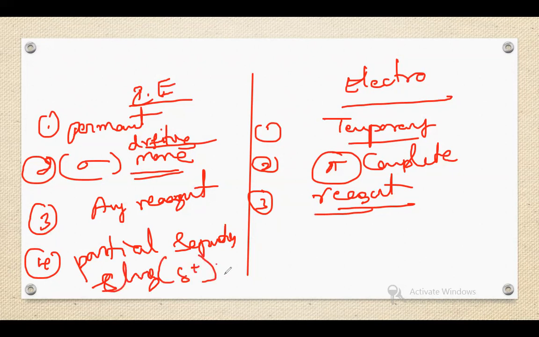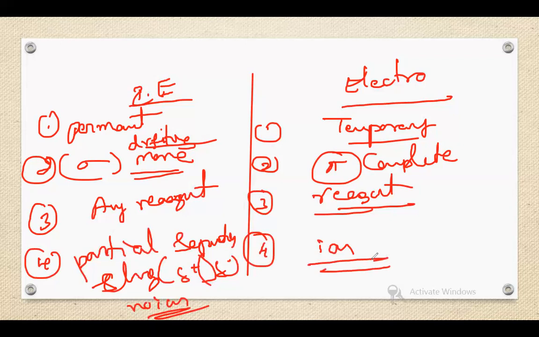So we use delta plus or delta minus, partial positive or partial negative charge, and there is no formation of ions. But in the electromeric effect, there is a complete transfer of electrons from the reagent to the substrate, and vice versa. This results in the formation of complete ions. These are the differences between the inductive effect and the electromeric effect. The remaining two effects, resonance effect and hyperconjugation, we will discuss in the next session. Thank you.